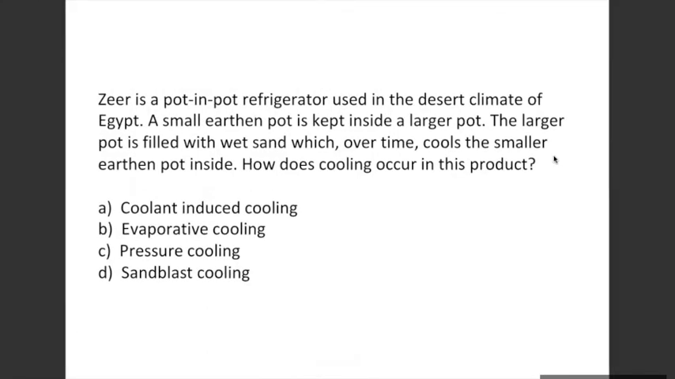So here you're given this feature. A feature is described, which is a zir, which is used in desert climate of Egypt. It's a pot-in-pot refrigerator where a small earthen pot is kept inside a large earthen pot, and the larger pot is filled with wet sand, which over time cools the smaller earthen pot from the inside. How does the cooling occur in this kind of product?